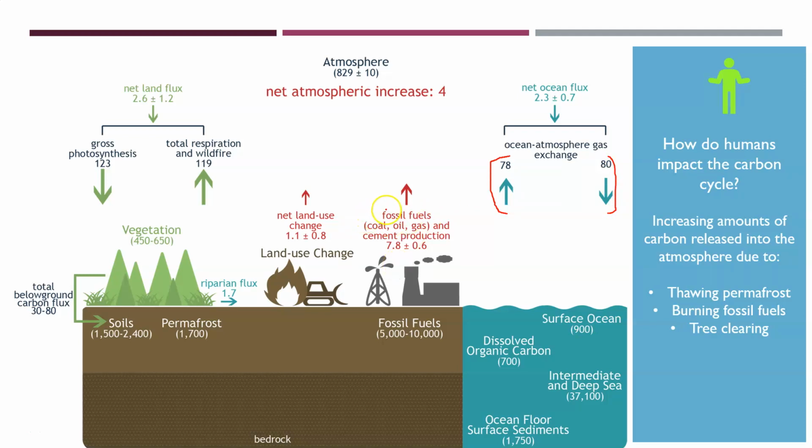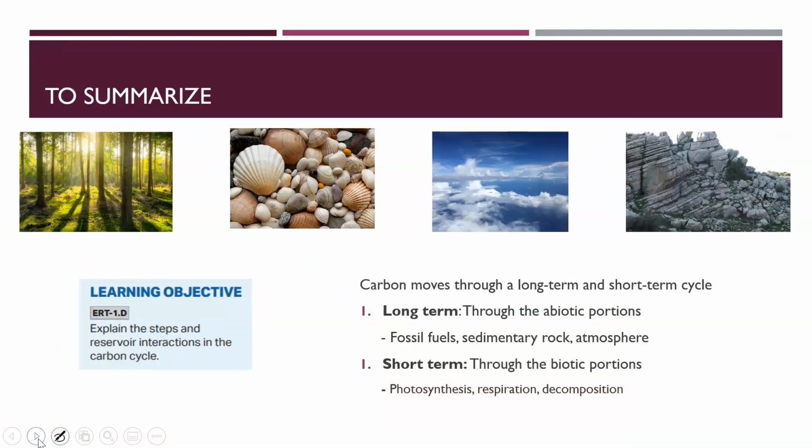But what you notice here is that net land use change, so burning trees, thawing permafrost, and also the burning of fossil fuels, is adding a lot of carbon dioxide back into the atmosphere, which is not mirrored by the same process taking it out. So this is a one way. There's no process which is equal to it taking the same amount of carbon back out. This is what's leading to a disruption in our overall carbon cycle.